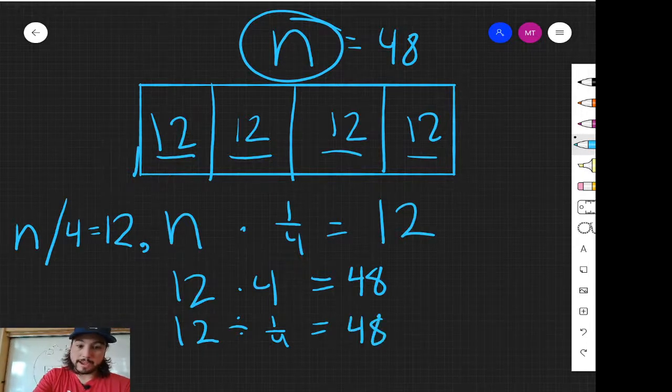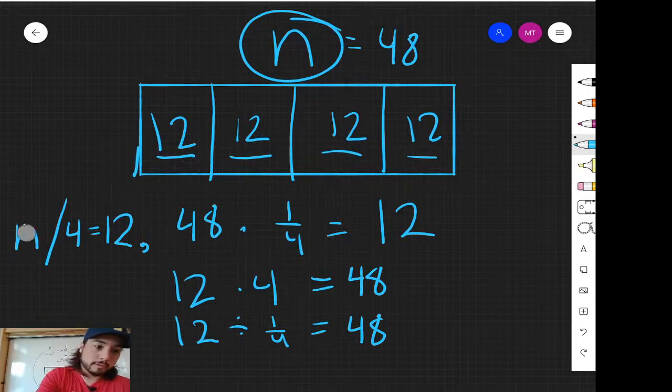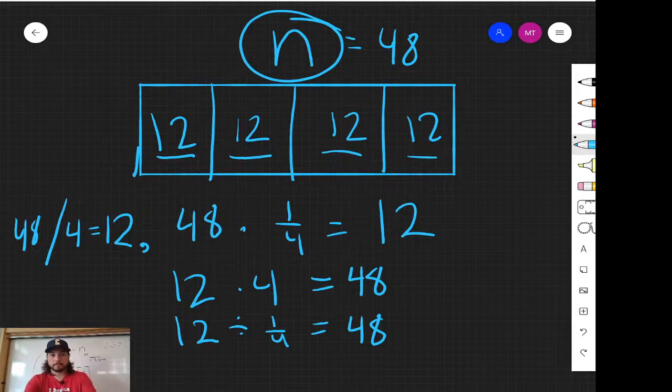12 divided by 1/4 is 48. 12 times 4 is 48. 48 times 1/4 is 12. 48 divided by 4 is 12. Okay, all of those equations are true equations because they have the same value on both sides of the equal sign.